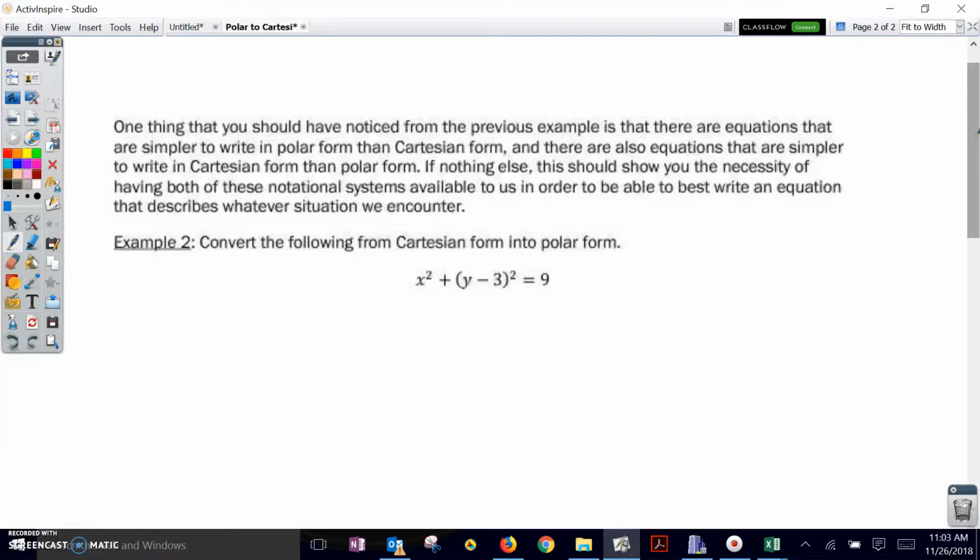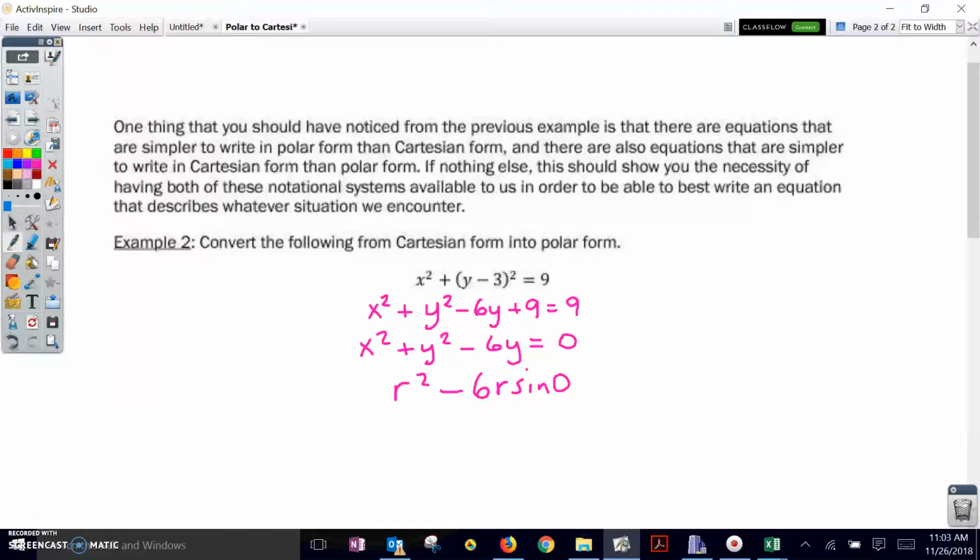The first thing I'm going to do in order to help me do this is expand out the quantity y minus 3, which gives me y squared minus 6y plus 9. And then I'm going to subtract 9 from both sides. We get x squared plus y squared minus 6y equals 0. We know that x squared plus y squared is r squared, and we know that y is r sine of theta. So this turns into r squared minus 6r sine of theta equals 0.